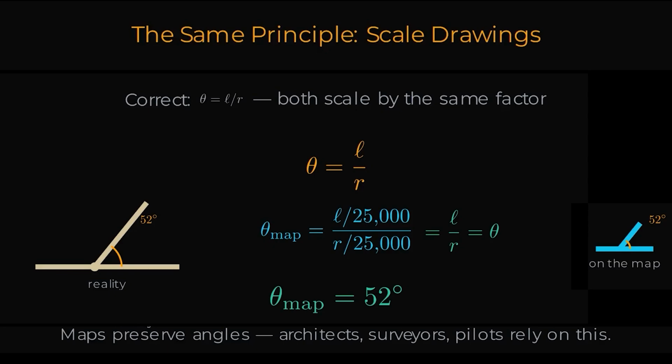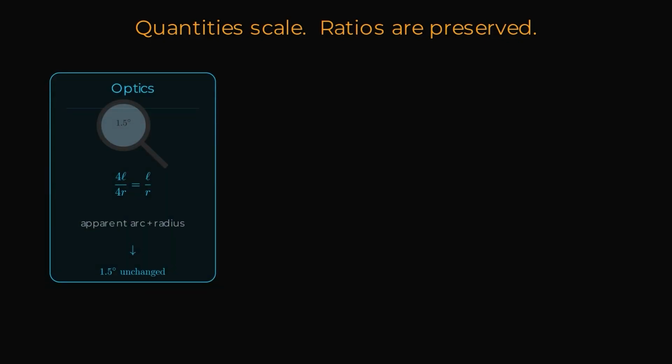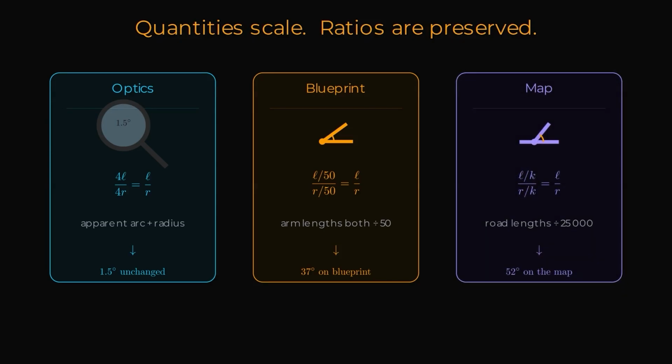Angle is a ratio. Scale the measurement and its reference equally. The ratio does not move. A ratio is preserved when numerator and denominator scale equally. The magnifying glass, the architect's blueprint, the cartographer's map. The context changes. Optics, geometry, cartography, but the invariance is the same every time. Scale the measurement, scale the reference, the angle never moves.